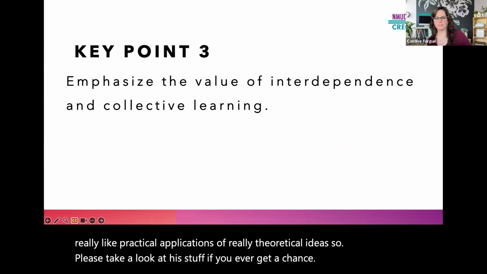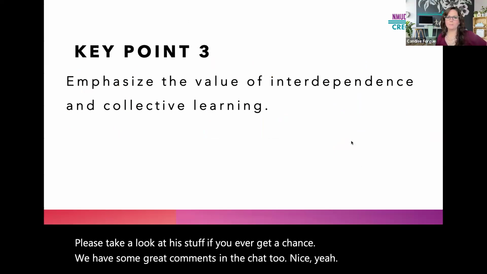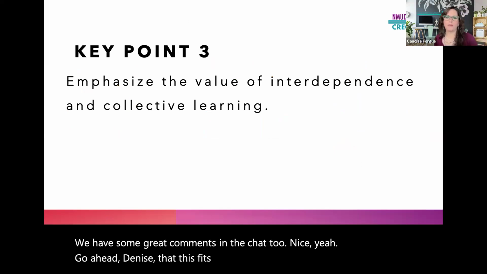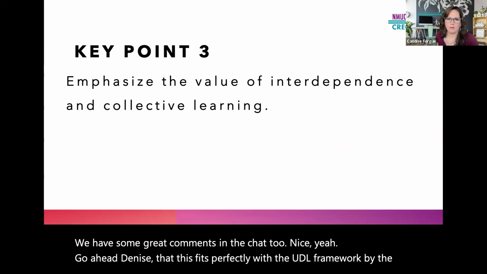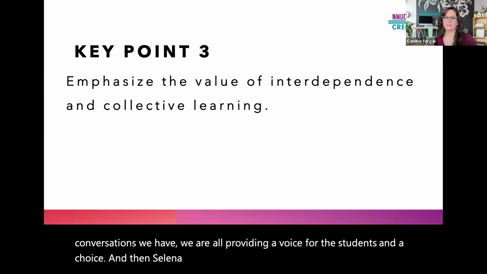We have some great comments in the chat too. Janae said that this fits perfectly with the UDL framework by the conversations we have. We are all providing a voice for the students and a choice. And then Selena said, I used to get sent in the hallway during math in high school because I asked too many questions.